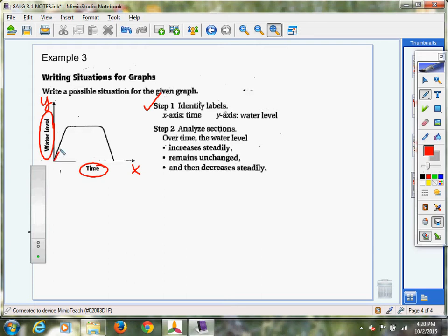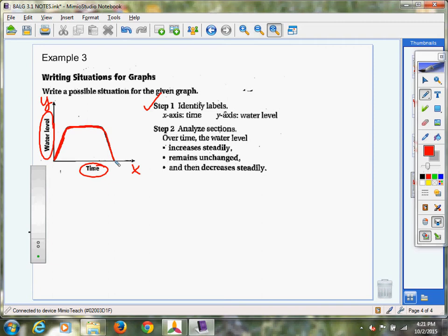So this very first section right here, what's happening is there's a steady increase. And then it's going to stay the same for a little while. And then it's going to decrease steadily. So there's your 3 sections. Section 1, increasing steadily. Section 2, it's staying the same for a little while. And section 3, it's decreasing steadily. Okay? So let me give you a couple of ideas, and then I'm going to see if you can come up with another one on your own.